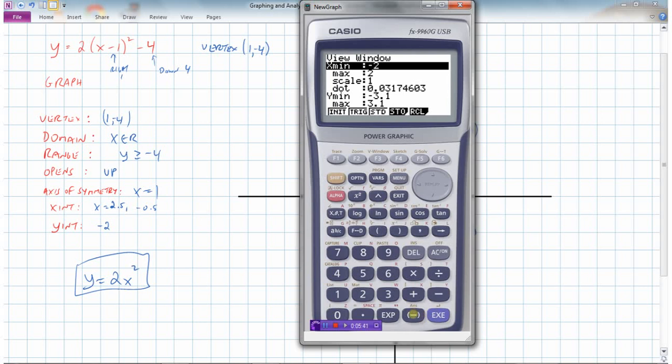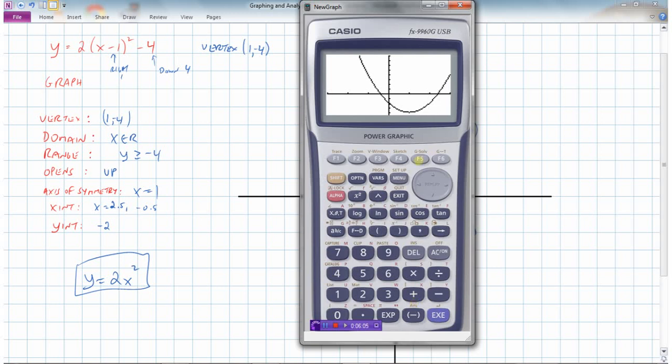And I'm just going to go check my view window out. So let's go minus 3, 3. And our vertex was minus 4, so we'll go minus 4.5. But we'll go up to, let's go up to 8. And let's draw the graph. So here's a picture of the graph.